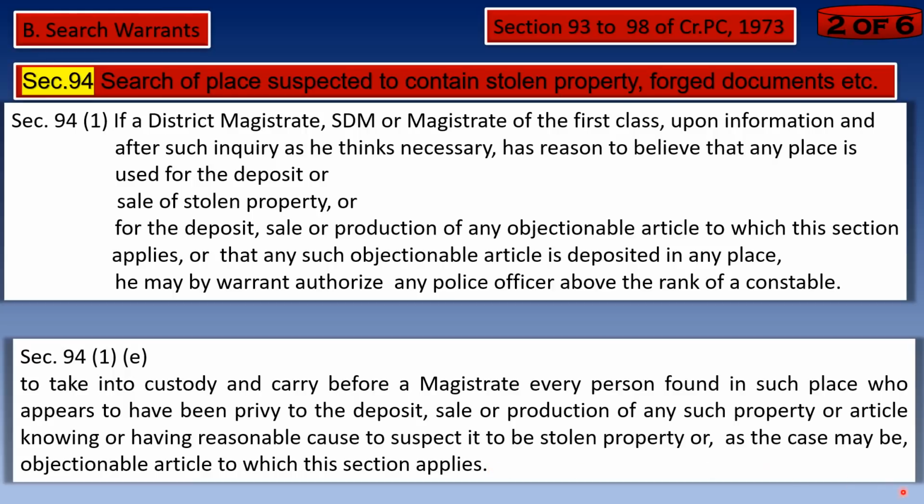Now, this is something dangerous. When a search is conducted for stolen property or objectionable article at a given place, and such stolen property or objectionable article is found, every person found in such place will be arrested. Although clause E of subsection 1 of 94 says that they should have the knowledge of such stolen property or objectionable article, it also says that even if they are suspected to know it, every person found in such place is arrested. This is dangerous.